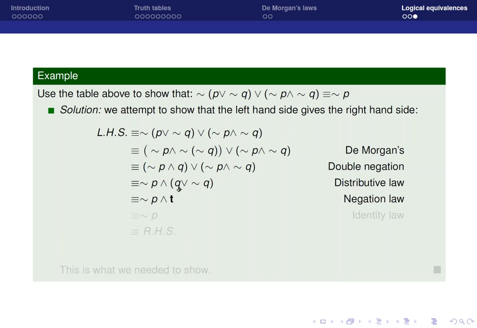Now, Q or not Q is an example of a tautology. That's using the negation law. And finally, not P and tautology is equivalent to not P using what's called the identity law, which is the right-hand side, and that's what we needed to show.